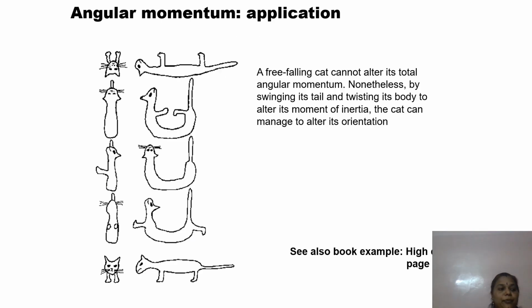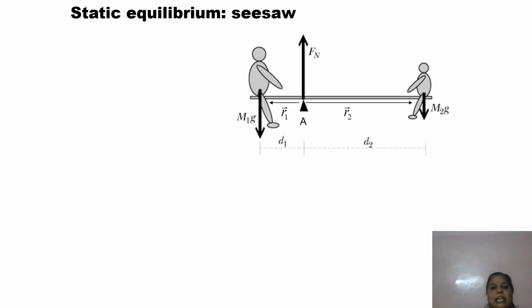Or we can say that a free-falling cat cannot alter its total angular momentum, but by swinging its tail or twisting its body, it can alter its moment of inertia, which helps to alter its orientation, which means that the angular momentum remains conserved in all the cases. So this is one such good application of angular momentum.